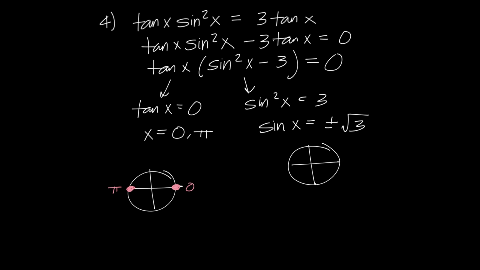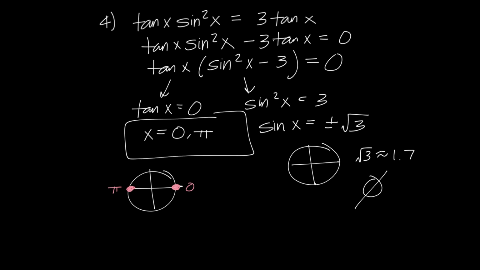Well, notice that root 3 is approximately 1.7. Sorry for the delay there. Root 3 is approximately 1.7. And you know that for sine, the greatest that it can be is 1, and the least that it can be is negative 1. Therefore, there is no solution that comes from this part. Okay? So that means that right here is our solution. x equals 0 and pi.